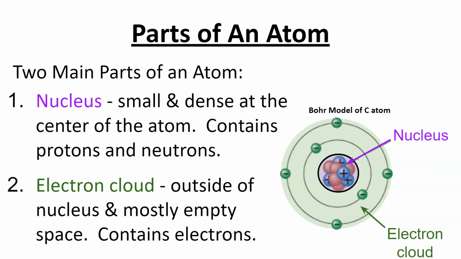So this is what you'll be taking down. At the top, you have parts of an atom. Make sure you have that labeled. And then you're going to write all this text here. The 2 main parts of an atom describe the nucleus and the electron cloud.